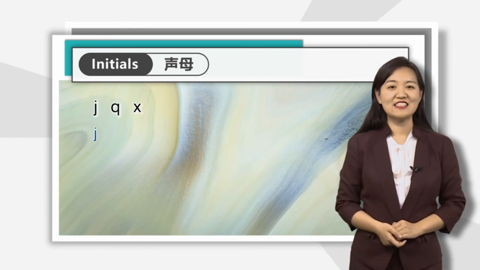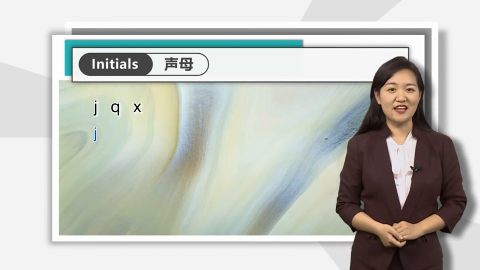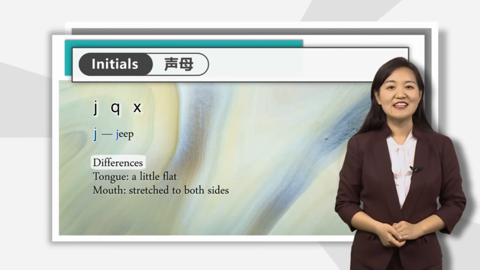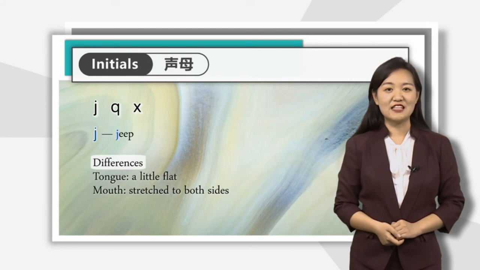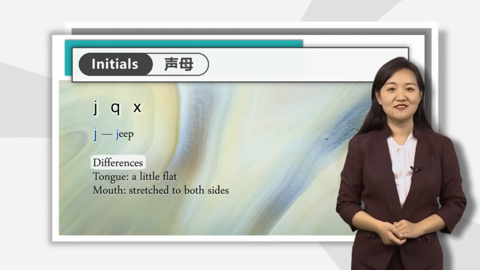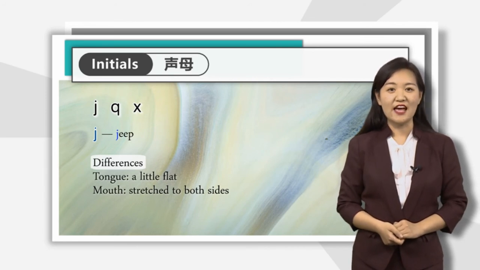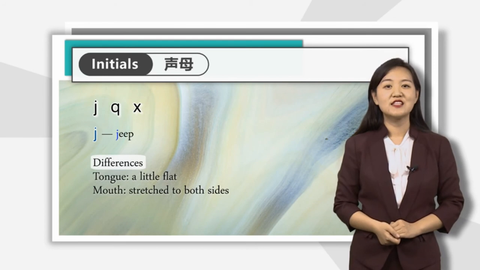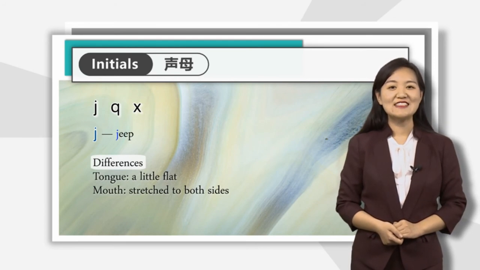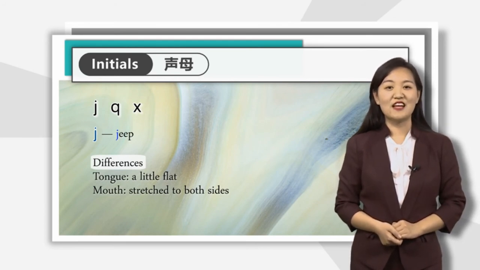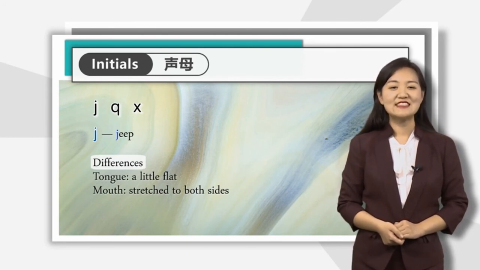Let's try 鸡 first. 鸡 sounds a little bit like the first sound of Jeep. But when pronouncing 鸡, your tongue should be more flat, and you need to stretch your mouth to both sides. 鸡. Listen to me carefully and feel the difference. Jeep. 鸡. Now read after me. 鸡.